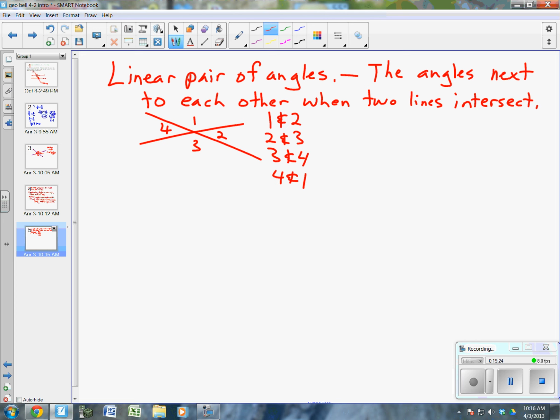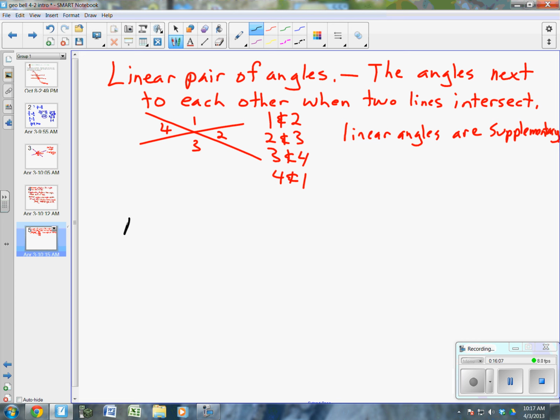We have a theorem that says linear angles are what? We just talked about it. They're not the same. These two angles do what? They make 180. What's that word? Supplementary. Supplementary. Okay? Next word.